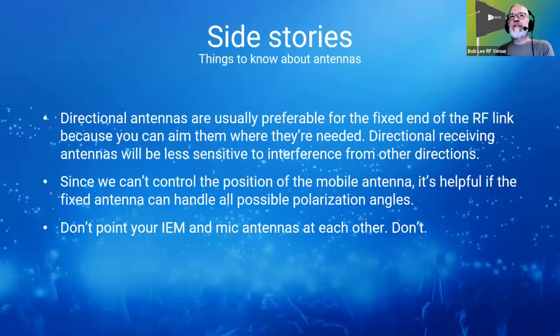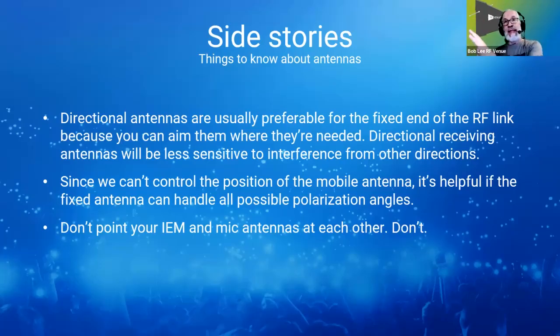Also, side stories, things to know about antennas. Now, directional antennas are usually preferable for the fixed end of any RF link. That's because the mobile, the person carrying or wearing a mic or in-ear monitor, their antenna is omnidirectional. You're going to be moving around. Whatever they're picking up comes from all directions. Whatever they're transmitting goes in all directions.